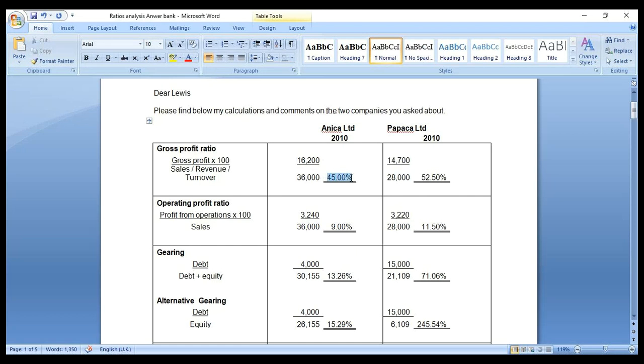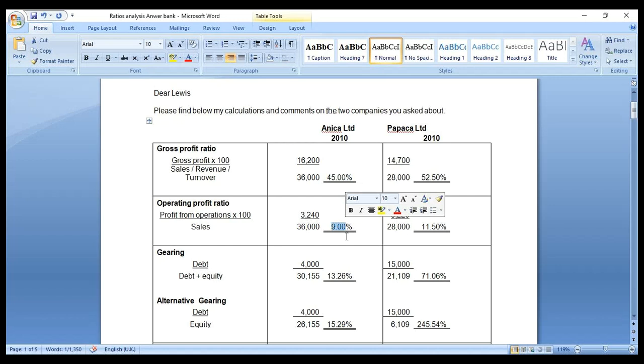16,200 divided by the sales of 36,000 is 45%. We have the gross profit ratio, the gross profit margin. Then this company has 52%. Then profit before tax, or profit from operations, we can also do after tax. We can calculate this, and it is only 9%. So that was 45, and that was 9.